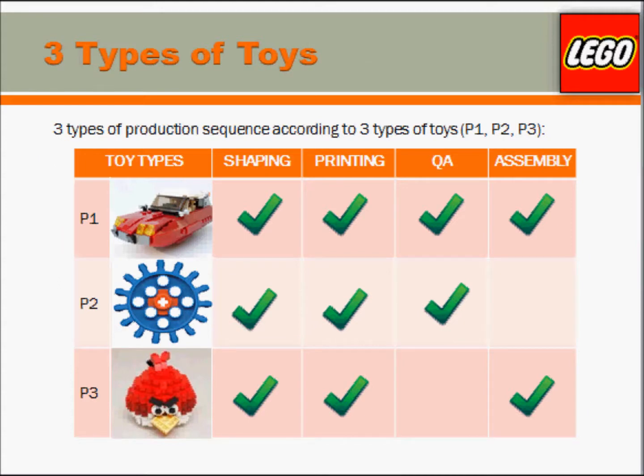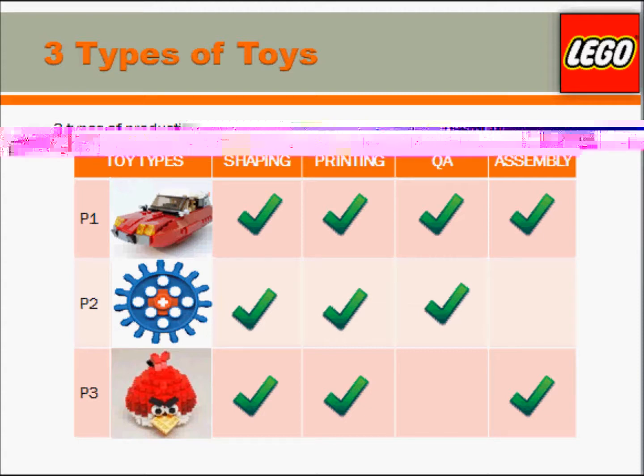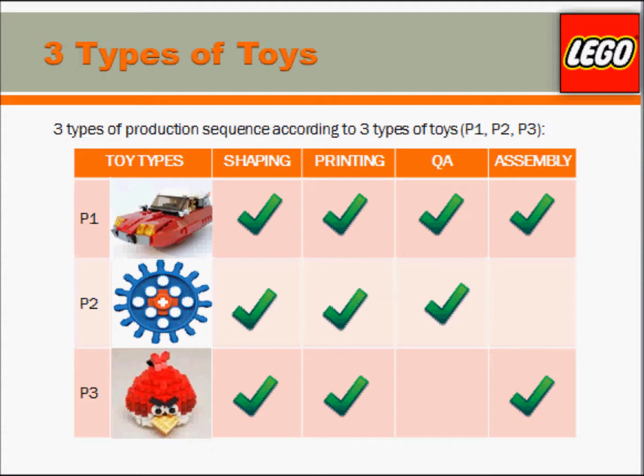Type 1 products are advanced toys which have structural and functional features, such as robots. This kind of product needs to go through all 4 stations, from shaping to printing to quality assurance and finally to assembly. Type 2 products allow kids to assemble by themselves, so they don't need to go through the assembly stage. But if some parts are lost, it will significantly affect the final product set. So type 2 products need to go through not only the shaping and printing stages, but also the quality assurance stage.